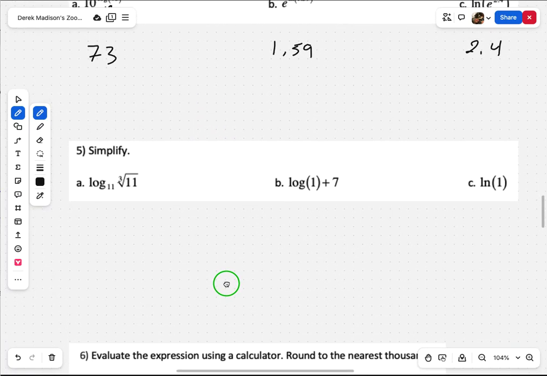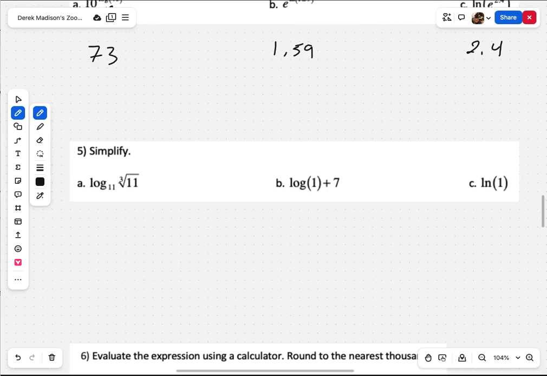And then we have a little bit of simplify. With this, remember cube root is the same thing as a power of 1/3. So log base 11 of 11 raised to the 1/3. So there's that base and the argument are the same. So that means it's just going to be 1/3.